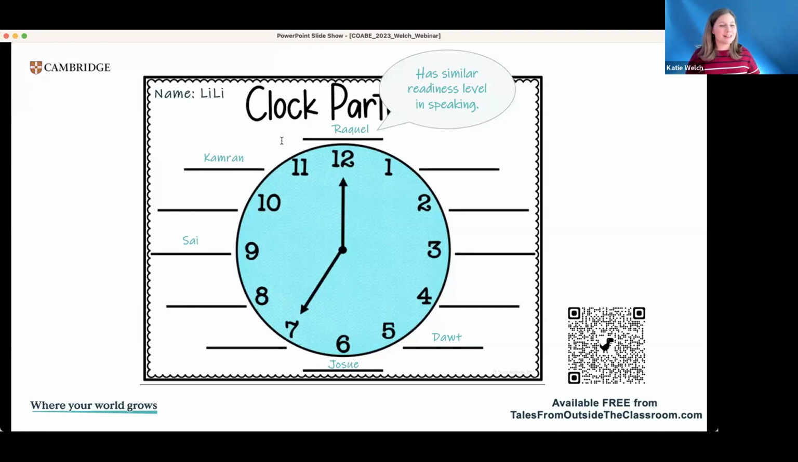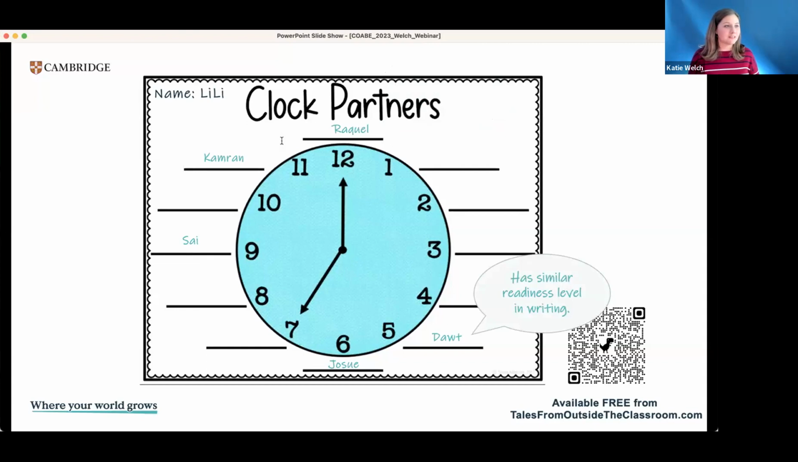But anyway, at 12 o'clock, if I want Raquel and Lily to work together, I'm going to pre-fill that in. Those two I know are going to be a similar level in speaking. Likewise, if I know that Lily and Dot are a similar level in writing, I'm going to make them 5 o'clock partners. Then if I say, we're about to do a writing task, everyone get with your 5 o'clock partner, I know that I have paired my students with someone who is going to be a good partner for that particular task.